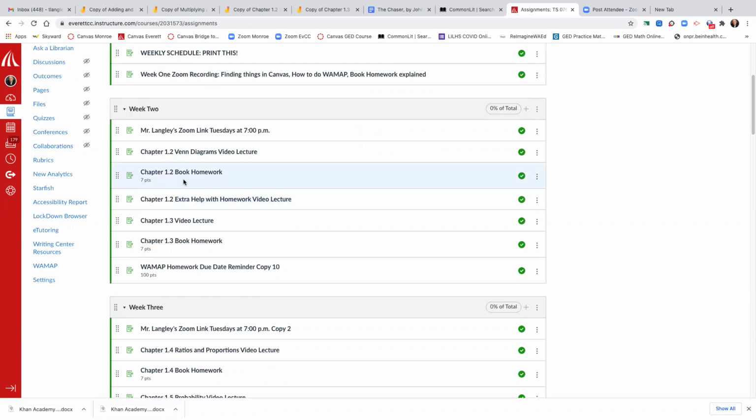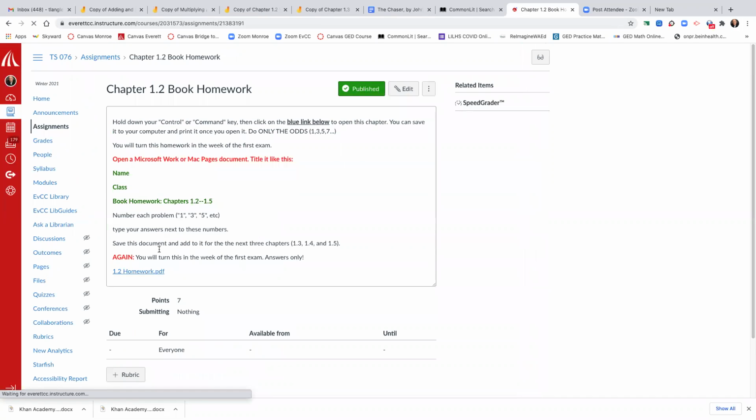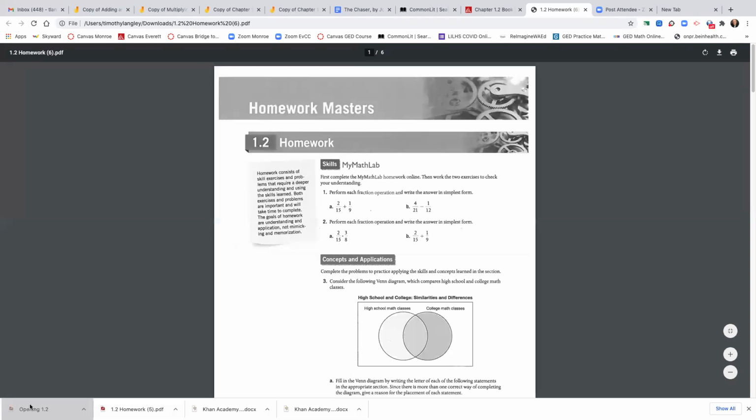Okay, book homework. So first, I have a video lecture on how to do things. Here's the book homework. Again, you click on that, and then there will be a PDF document here. Okay, when you click on this homework document, and it opens up, it looks like it'll actually download. Is it downloading? There it goes. It's down here in the corner. It looks like this. Okay.